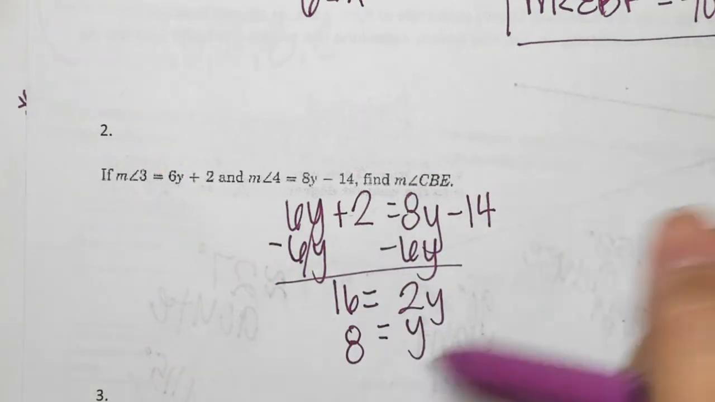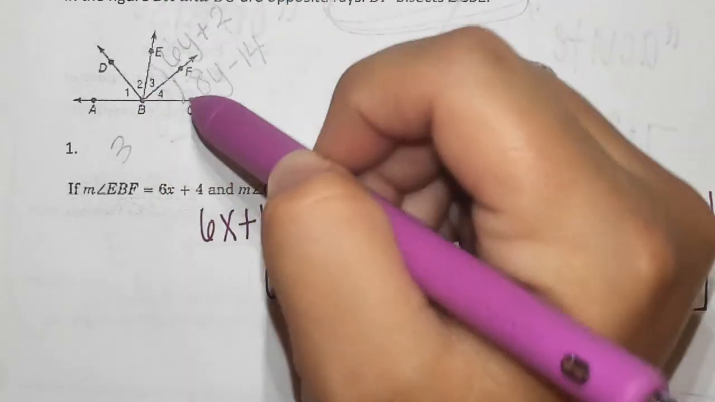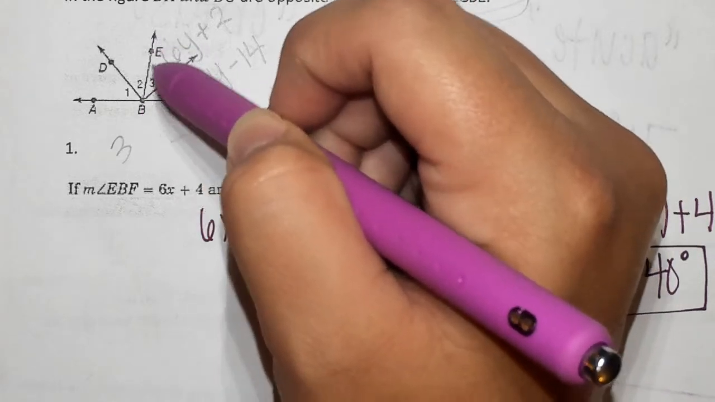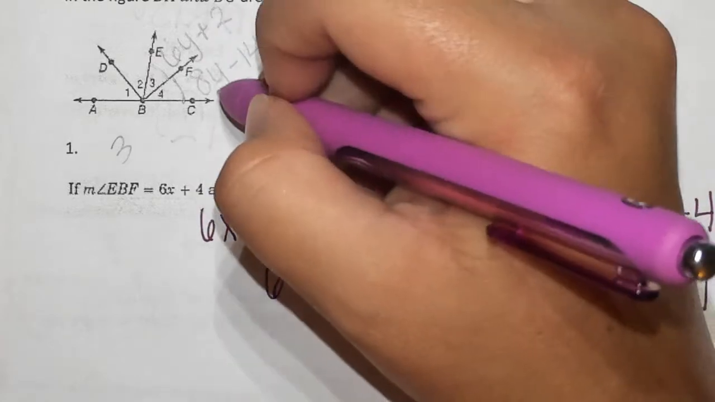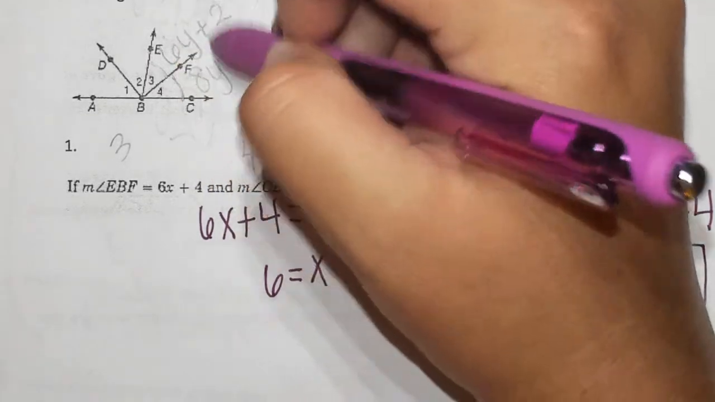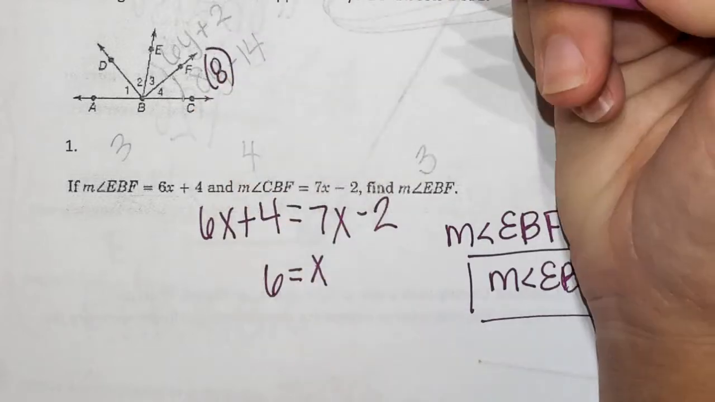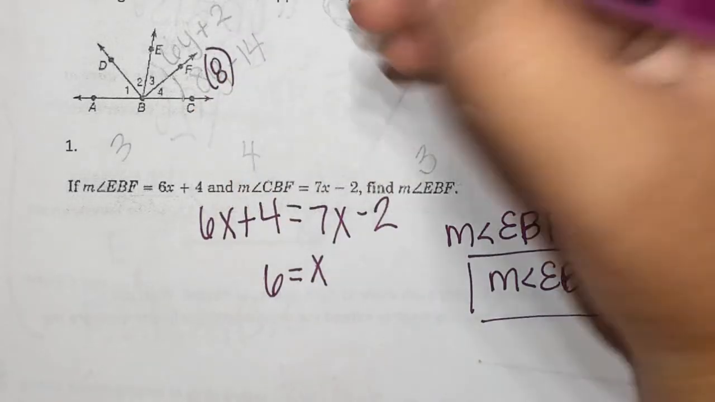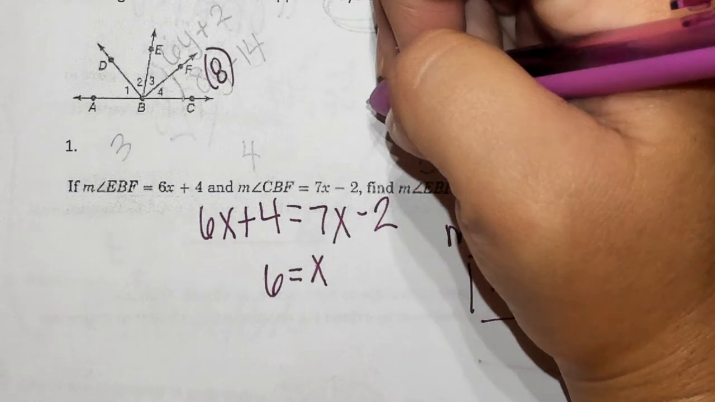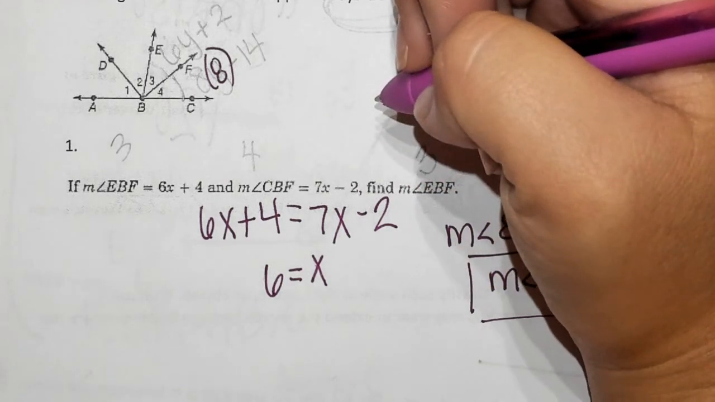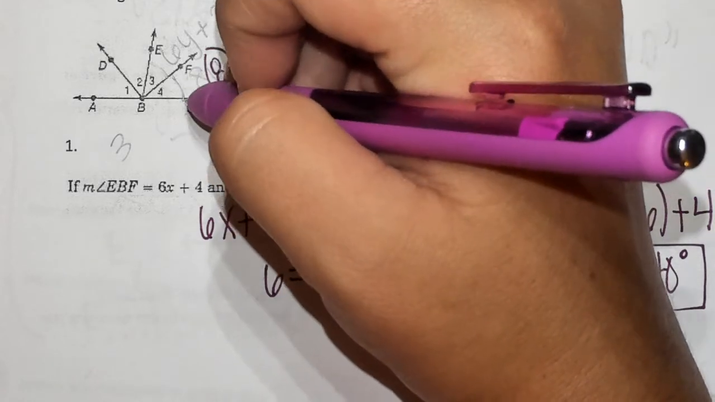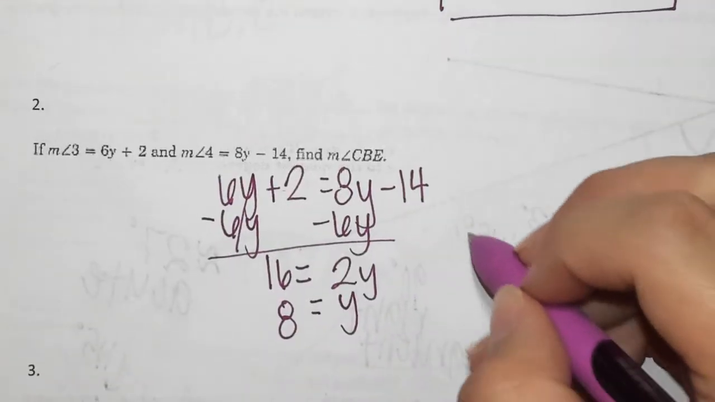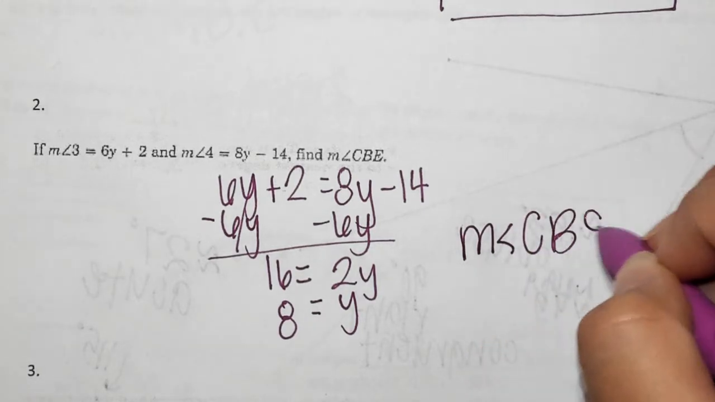Okay, so here we solved for y, and we got 8. But we have to plug it back into CBE. So we have to actually find C to B to E, which is both of those. So let's just plug it into 1, and then we'll know 1. Okay, so 8 times 8 is 64 minus 14 is 50, right? 64 minus 14 is 50. So one of these is equal to 50, but they're congruent. So if one's 50 and one's 50, then CBE is how much? 100.